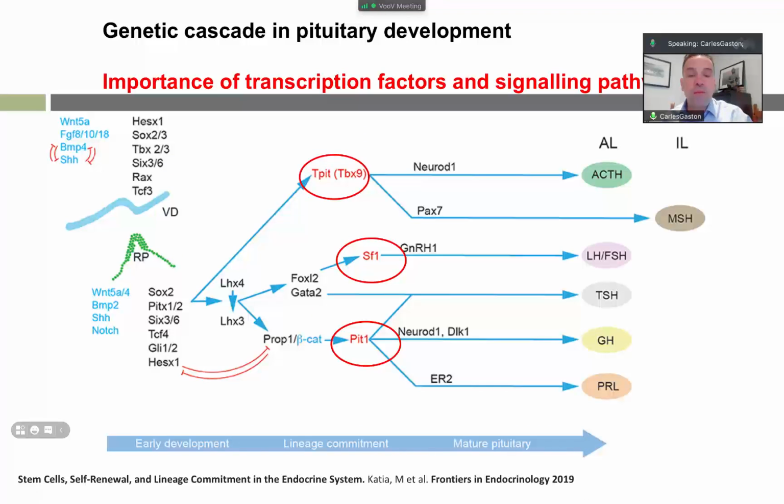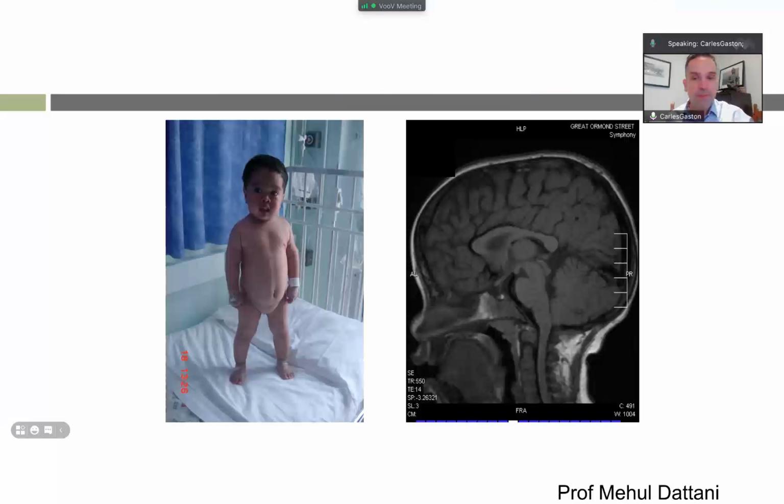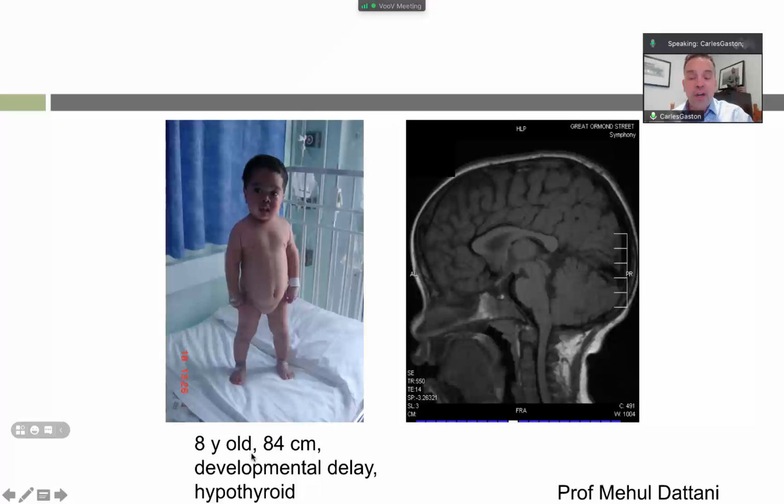So what happens when mutations in these transcription factors occur that impair the production of hormones? One example is this. So this is a patient who is 8 years old, and his height is 84 centimeters. As you can see, he has severe developmental delay and severe hypothyroidism. This is a patient from my collaborator, Professor Mehudatani, working in Great Ormond Street.